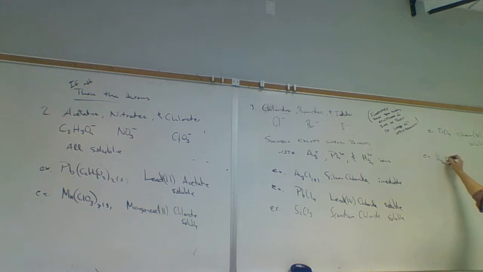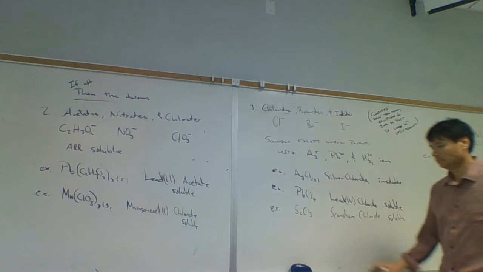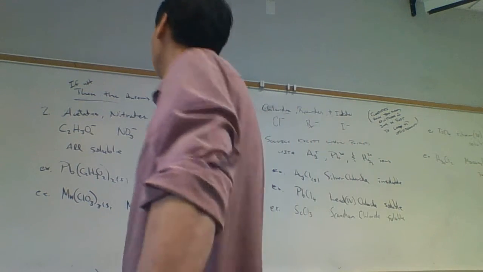What is this called? Hg2Cl2. This is called mercury. I know it's a weird one. It's actually mercury 1 chloride, and mercury 1 chloride is insoluble. I know this is mercury 1 because chlorides are -1, and so each Hg has to be just +1. So it's insoluble. Alright, that covers chlorides, bromides, and iodides.